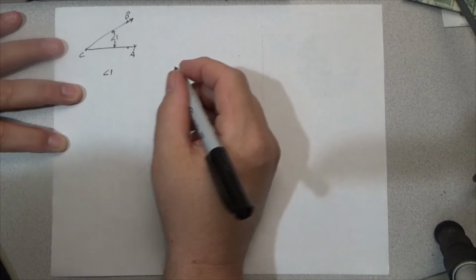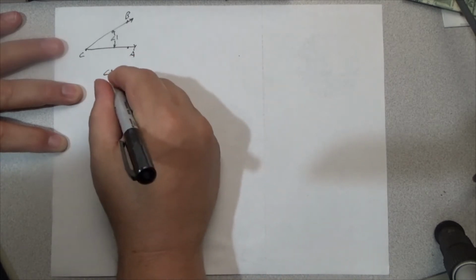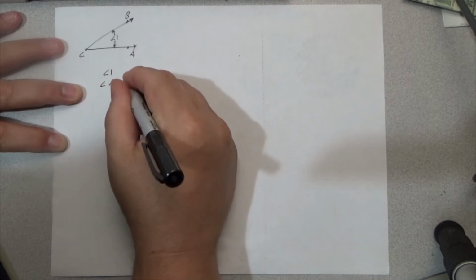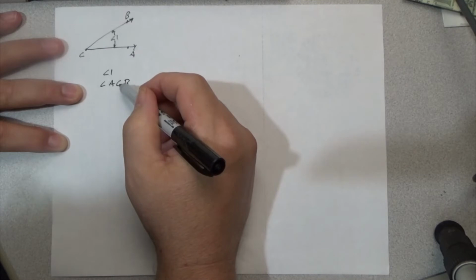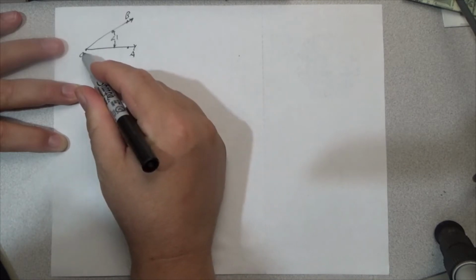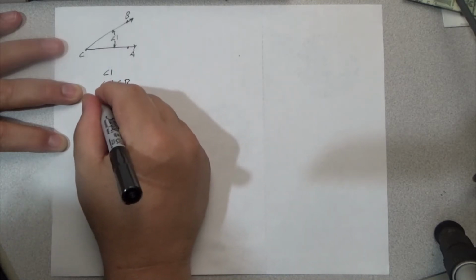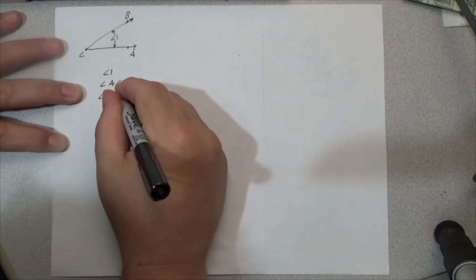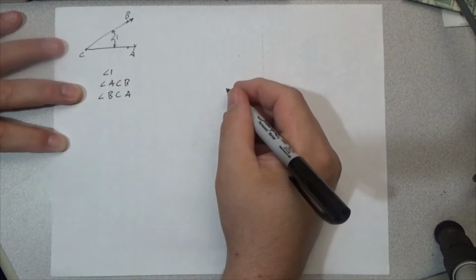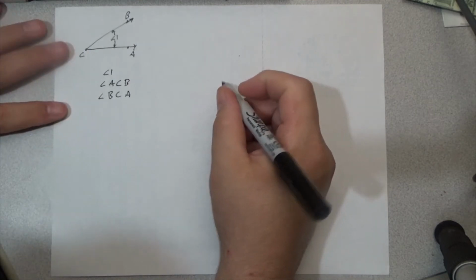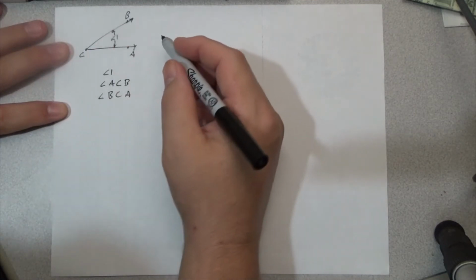We could also call it angle ACB. Starting here, the middle letter will be the vertex. We could also call it angle BCA. Okay? Because we can go either direction with that.